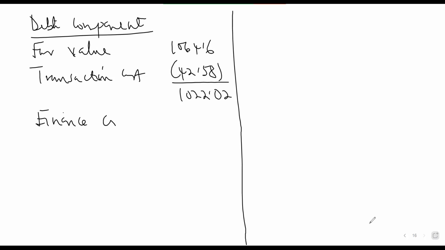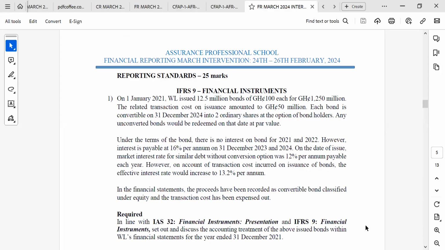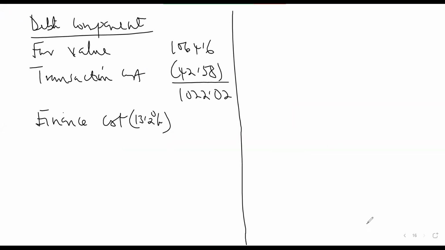Okay, so we now calculate the finance cost on this one. The finance cost will now be calculated on the effective interest rate given to you, 13.2%. If there's no transaction cost, we use 12%. But since we are subtracting the transaction cost, it has increased the effective interest rate. So we use the effective interest rate, taking into consideration the effect of the transaction cost. Okay, so what are we having?